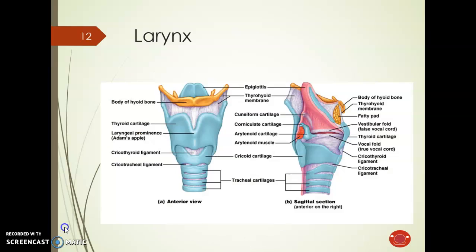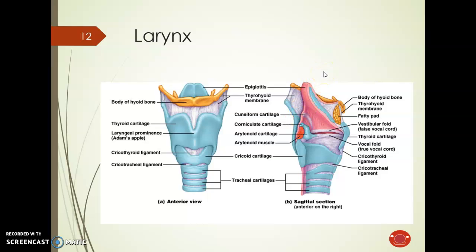So let's take a look at the larynx. As we know, the pharynx would be connecting it here, and then it is connected to the hyoid bone, and it is made out of cartilage. And looking here, the laryngeal prominence is known as your Adam's apple, and you could all find that on yourself.